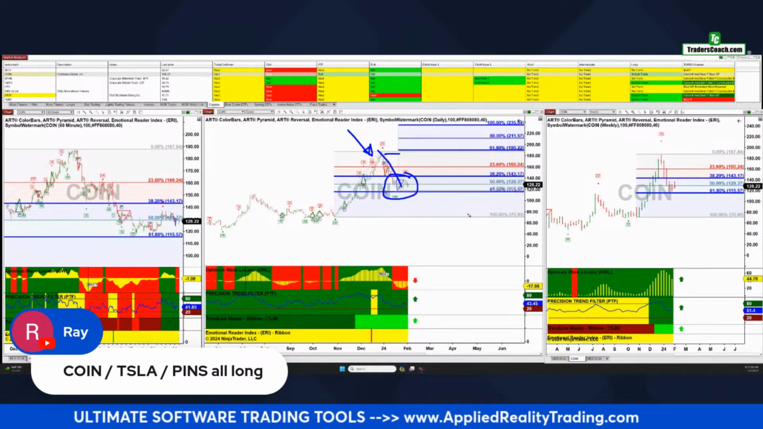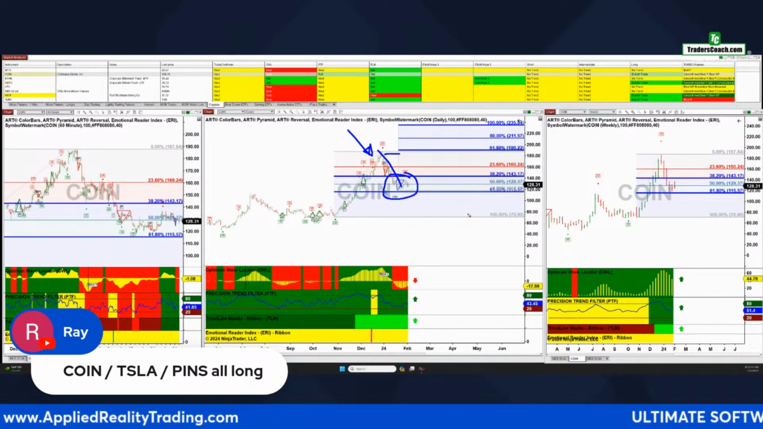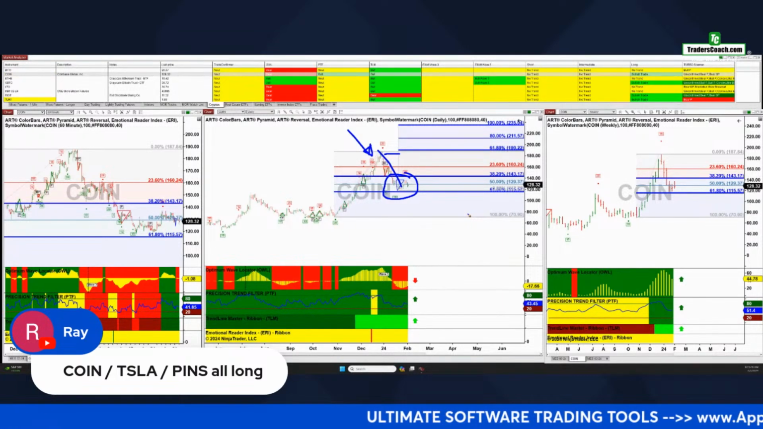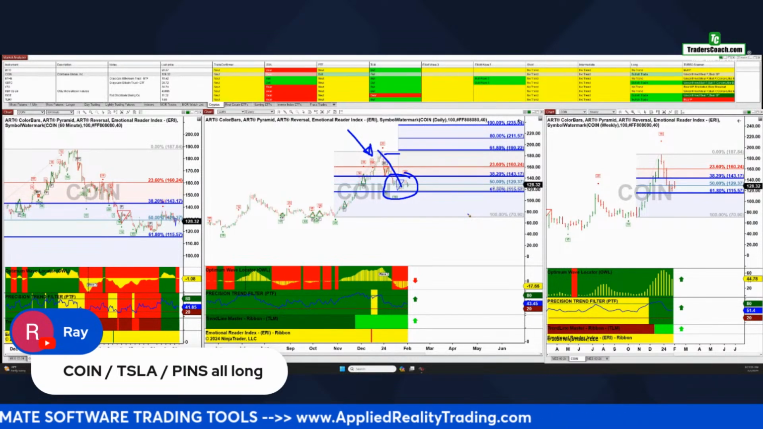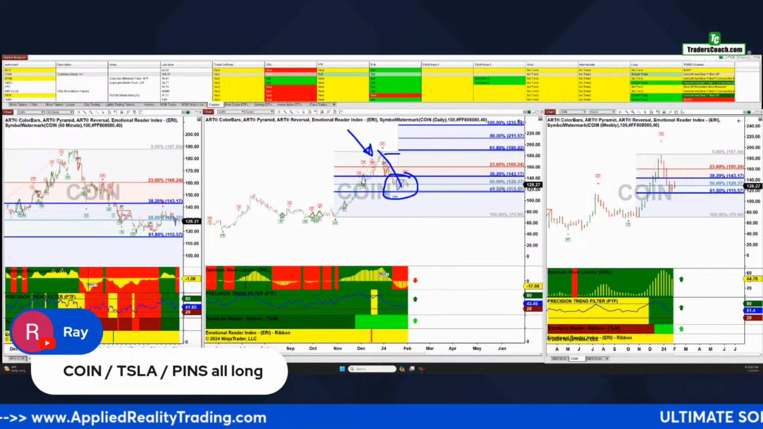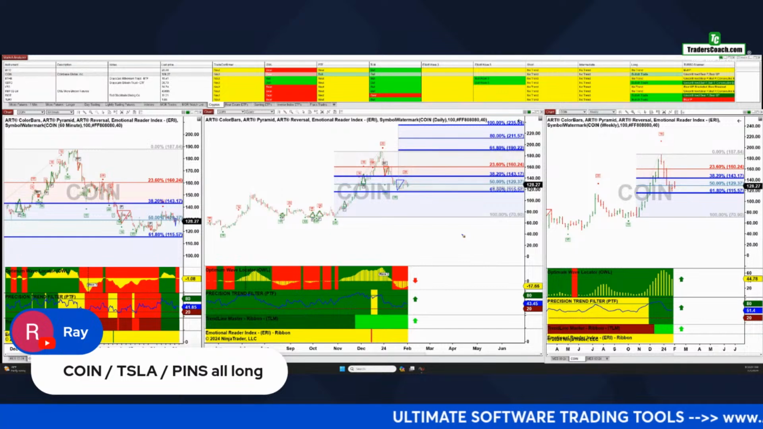So I always wait for a pullback before entering a market if I'm getting in late. If I'm getting in early, then I'll get in as soon as the breakout occurs. But if the market has already been trending like in the Bitcoins for quite some time, or Coinbase as well, you're better off waiting for the pullback.